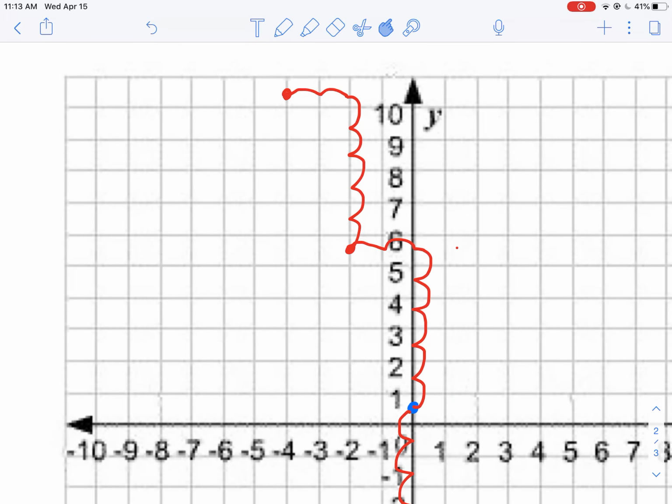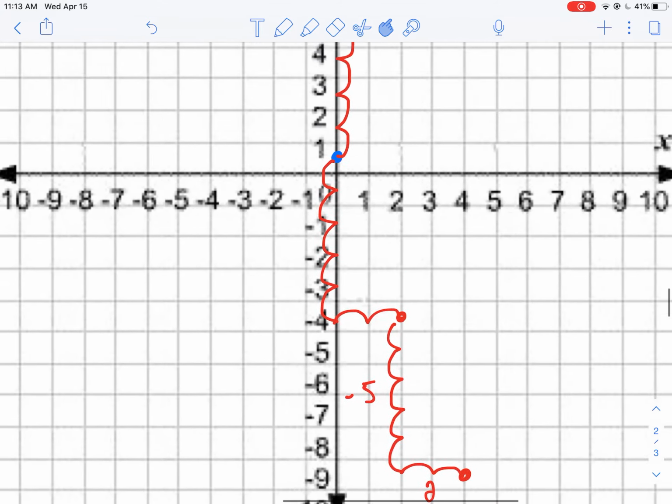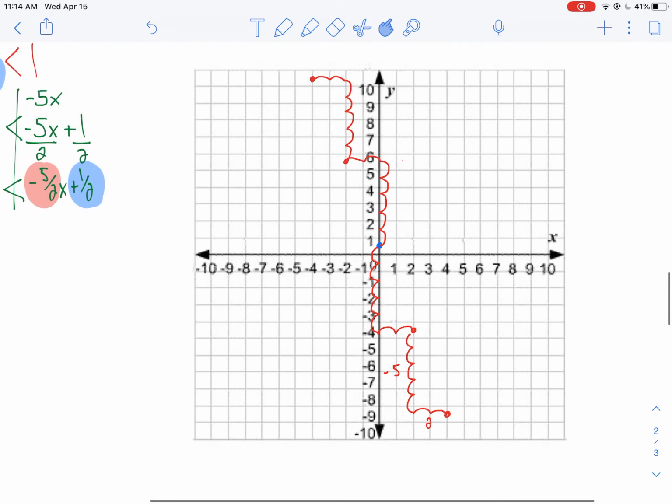Checking each point: 1, 2, 3, 4, 5 over 2. Good. And here's always a good check as well.